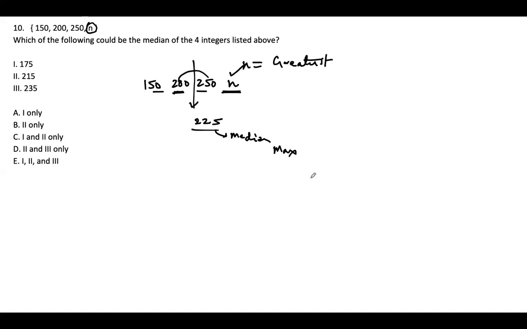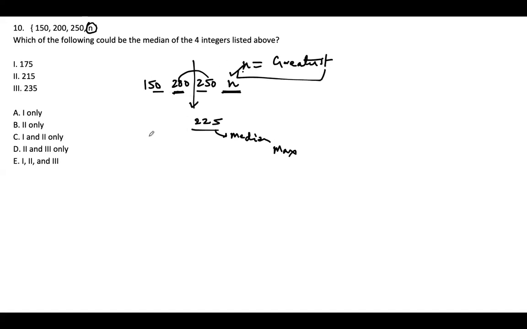Sorry, n is the first number. 170. Shiva Prasad, how will we find the minimum value of the median? The minimum value n can be less than 150. So n, 150, 200, and 250. So just between 150 and 200.